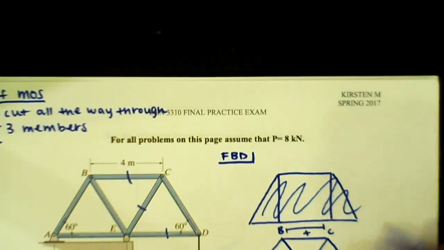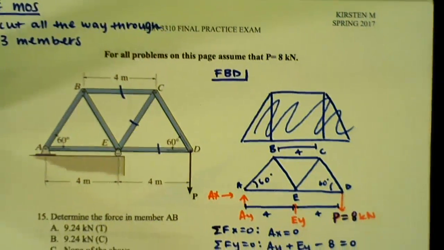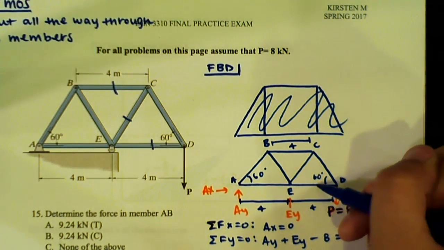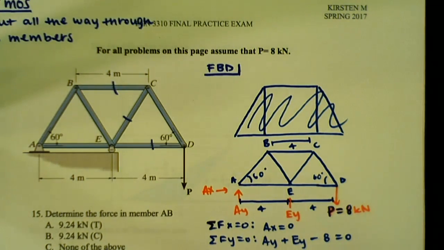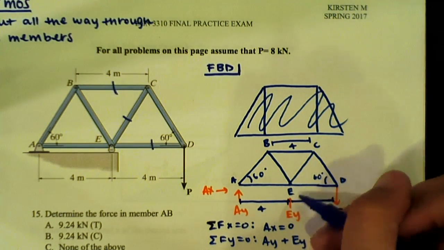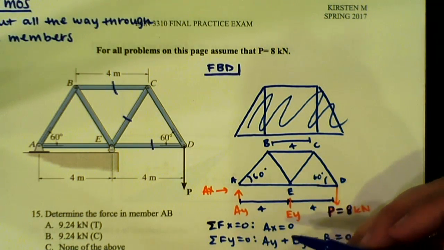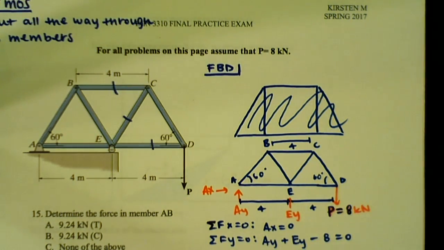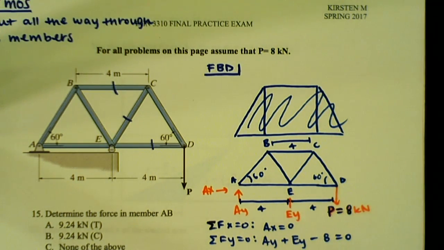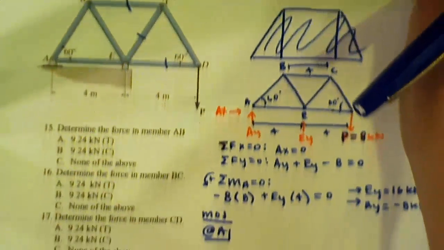At D, I know I have the 8 kilonewtons acting downwards, and I don't know my CD or my ED. So I know I only have 2 unknowns there. At E, I have a whole bunch of unknowns, because I know EY, but I don't know EC, EB, AE, or AD. And I don't know anything at C, and I don't know anything at B. So you can either go A or you can go D. Or you can just completely not do this and do method of sections like we were talking about before. Really just up to you.